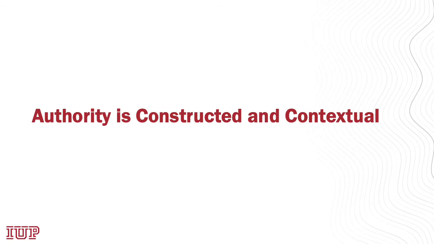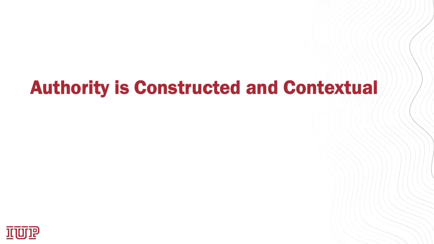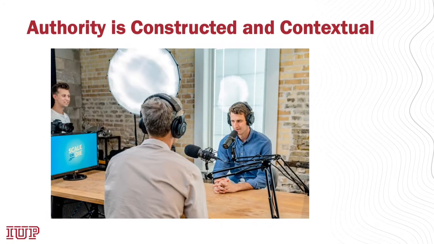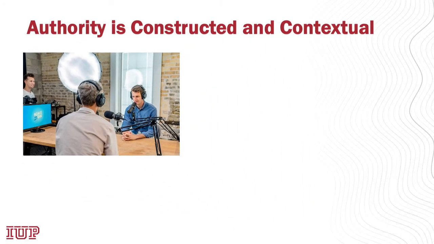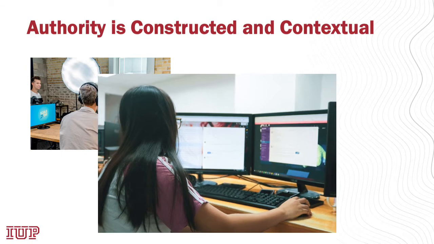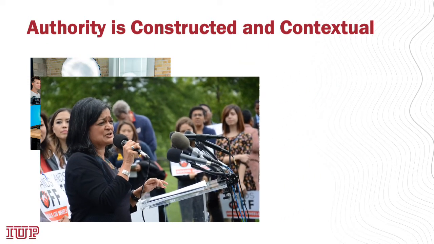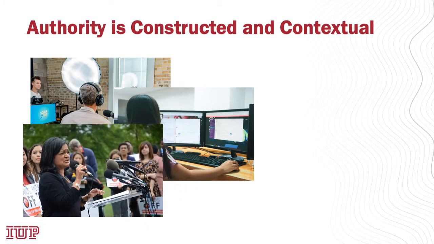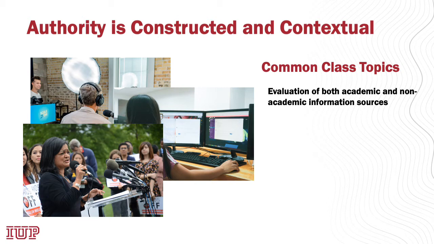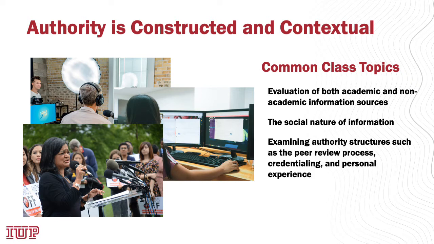Frame 1. Authority is constructed and contextual. This frame asserts that different communities recognize different types of authority. Evaluating the authority of a source involves evaluating its context, authorship, and creation environment. Some common class topics for this frame include evaluation of both academic and non-academic information sources, the social nature of information, and examining authority structures such as the peer review process, credentialing, and personal experience.